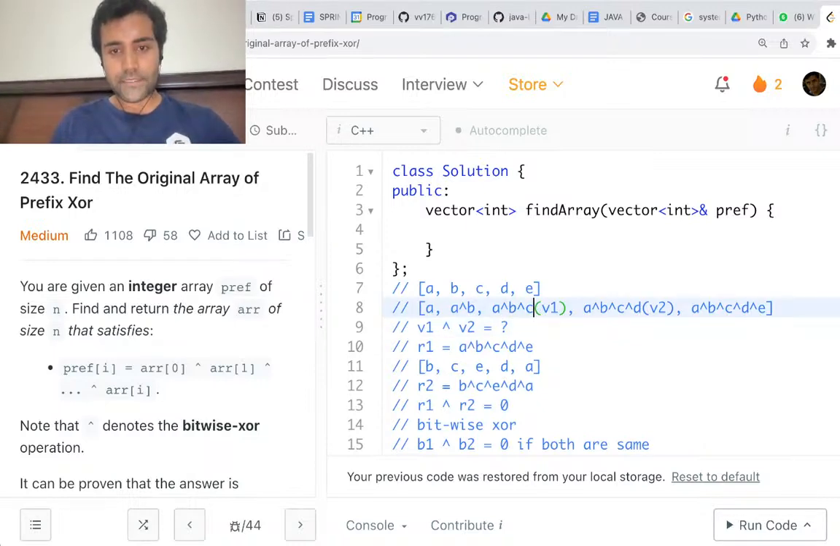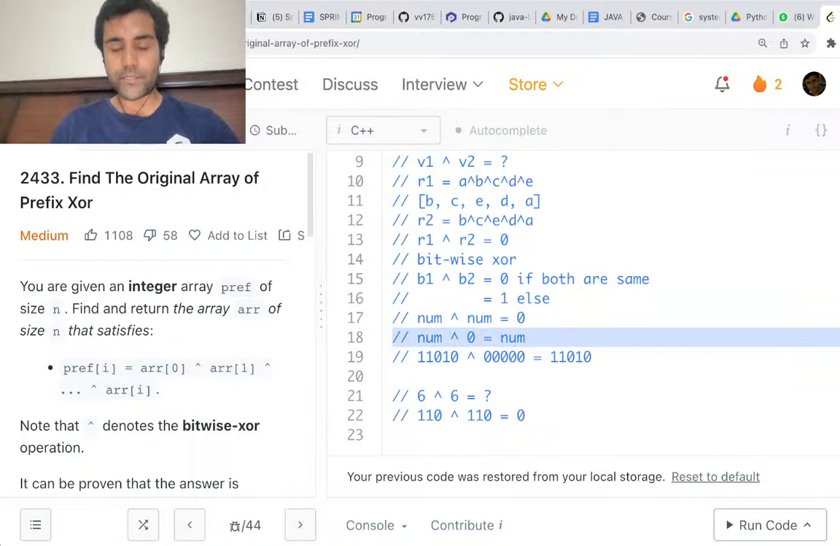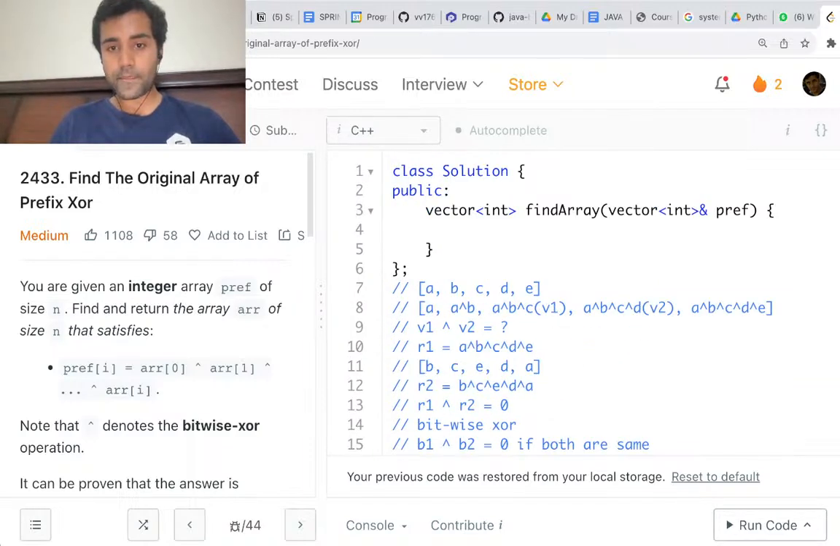What is this going to be equal to? If you take the XOR of this with that, what will happen? A and A will vanish. A XOR A will become 0. B XOR B will become 0. C XOR C will become 0. Only D will remain, and 0 XOR D will be D, because we know that the XOR of any number with 0 is equal to that number itself. So it means that in your given array, if you take the XOR of the ith element with the (i minus 1)th element, then that will tell you what was the ith element in your input. Do you get the point? Why?